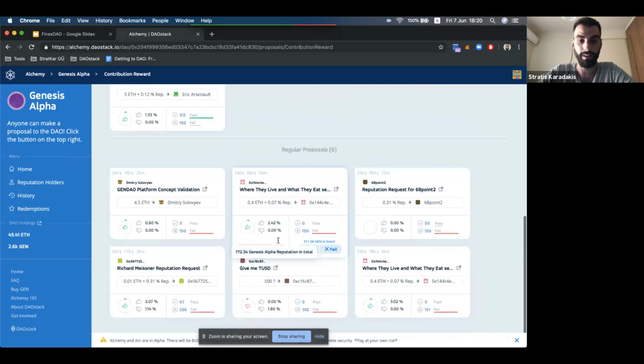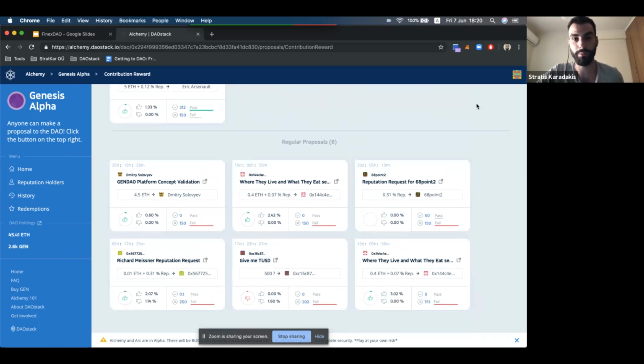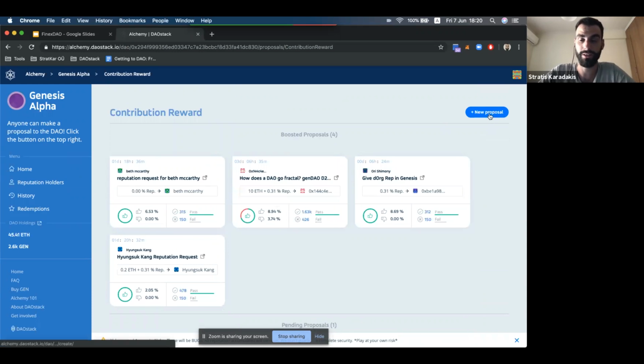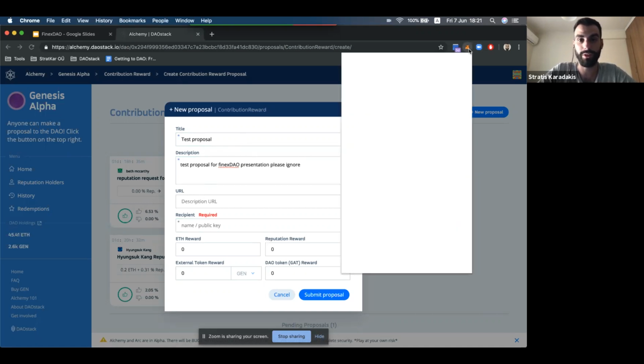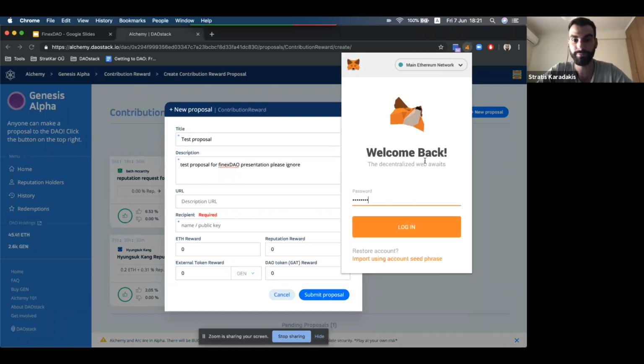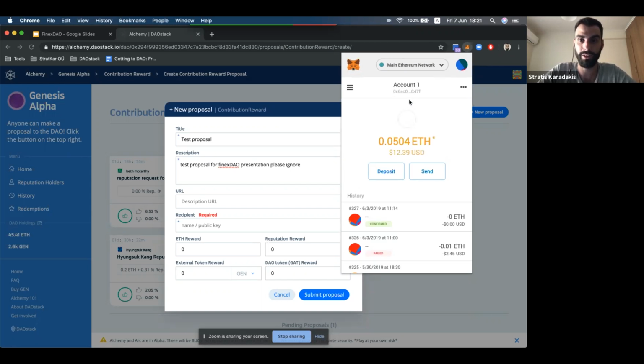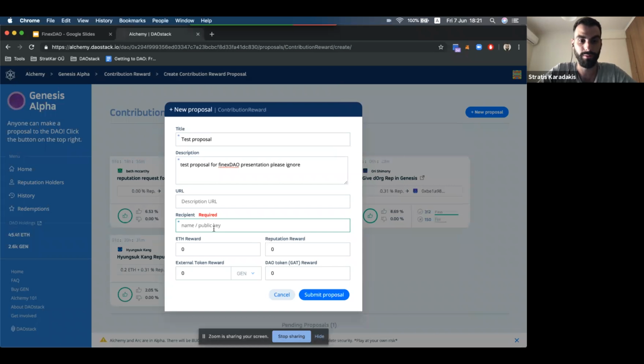Now, the way this works in practice is very simple. Let's say that I want to make a new proposal. I go to the top right, where it says new proposal. I can name it however I like: test proposal for Phoenix DAO presentation. Please ignore. I can enter a URL, usually something like a Google document where you can explain more about your proposal. For the recipient, I can put any address. Right now I'm going to put my own address, copying and pasting it from here. So this is my address.